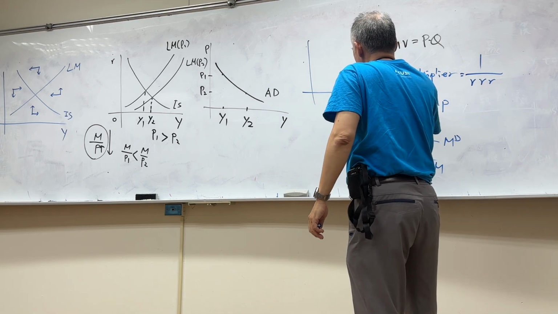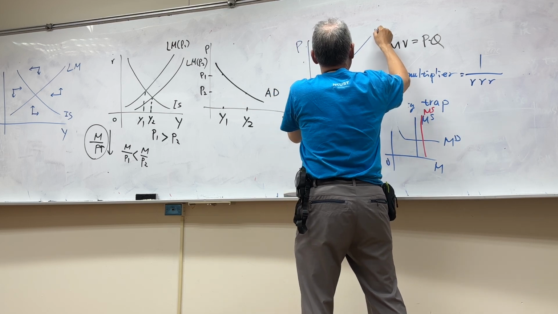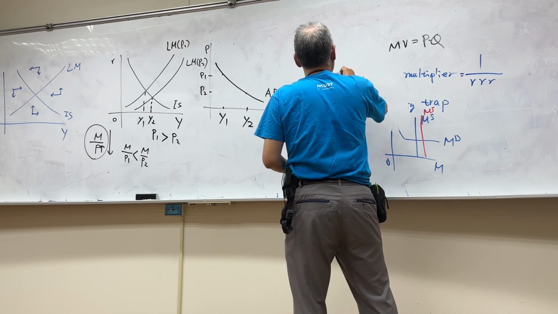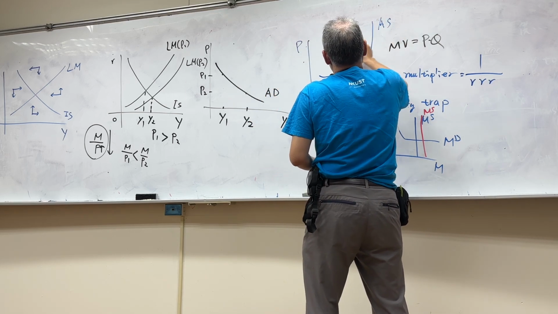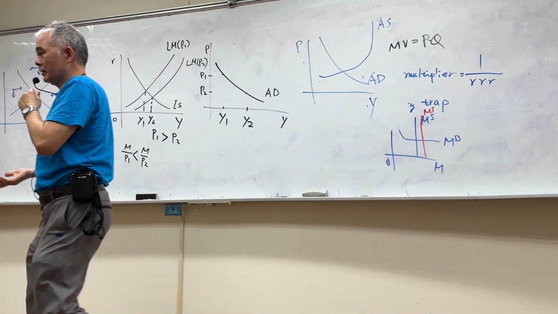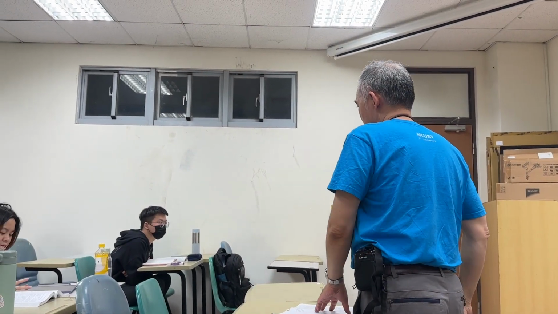So here is Y and here is P, right? And let us say this is aggregate supply, right? And here is aggregate demand. So if a lot of immigrants got arrested, what happened to aggregate supply? Shift to the left, right? What about the price level? Go up.